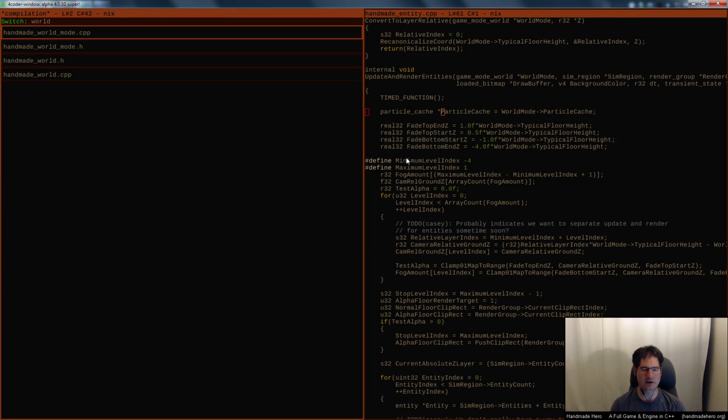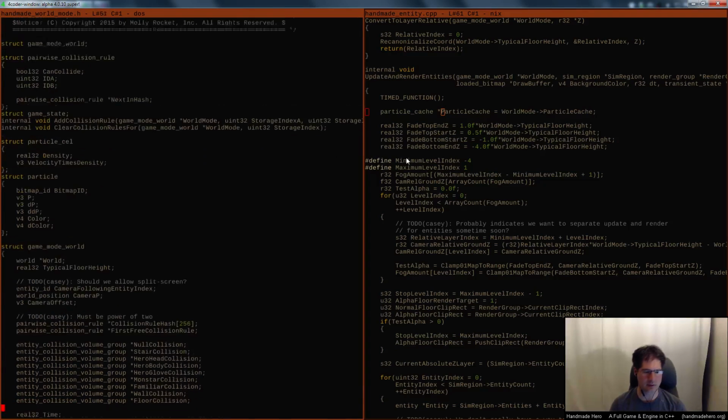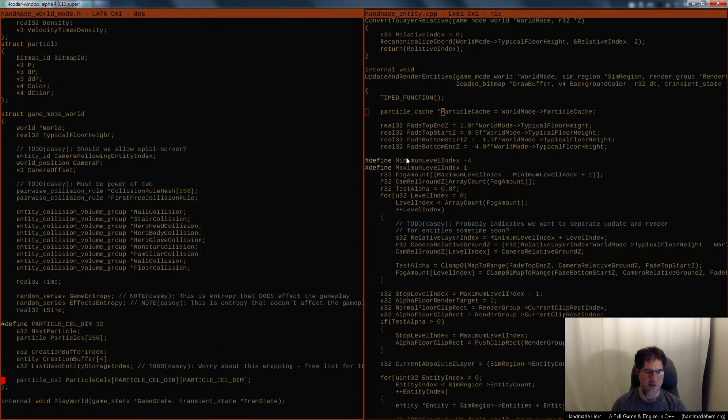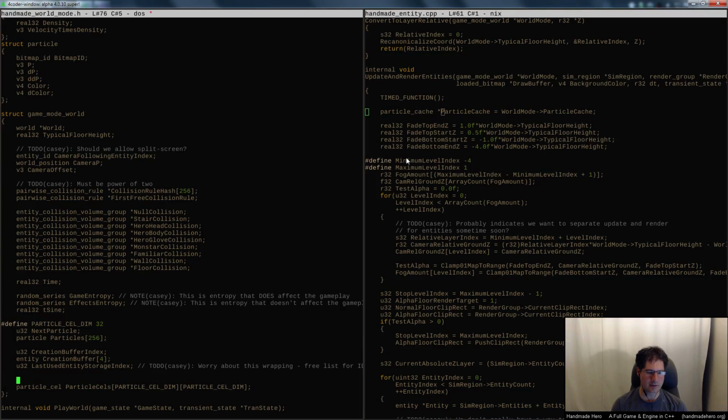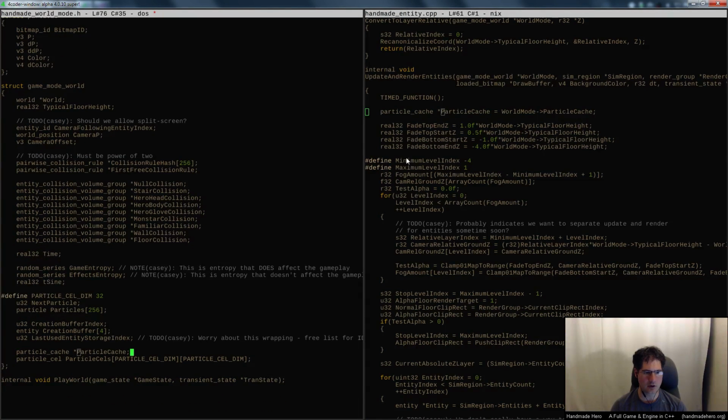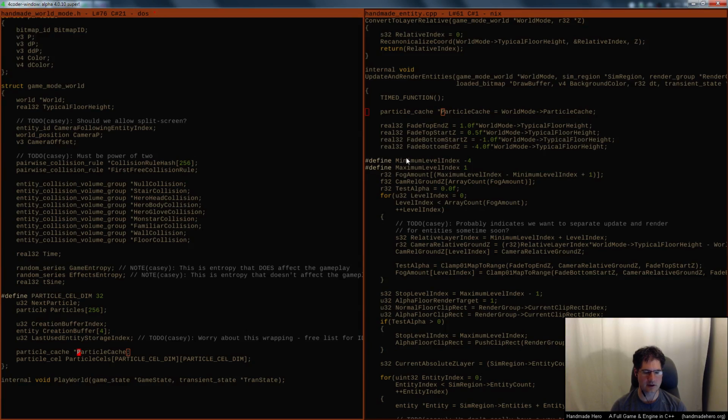And so all I really need to do is have the world mode, inside the world mode, have that particle cache present. So I'm going to put it down here at the moment, and these particle cells will go away because those were from our old experiments with particle systems. And so all we need to do is create one of these. I guess this can actually be sort of just created in line with the game mode world if we want it to. But it's kind of big, so I may want it to be off on its own.